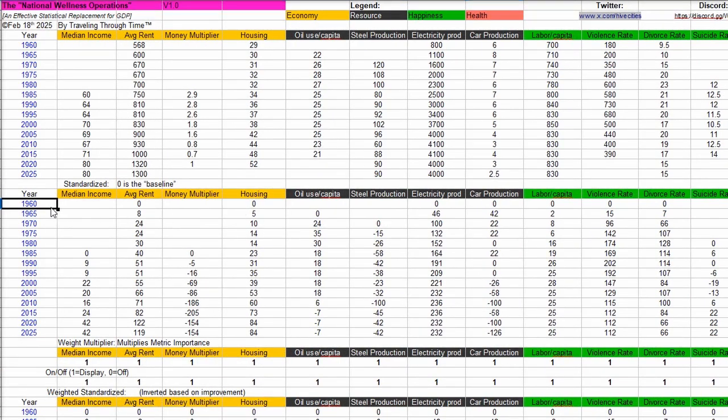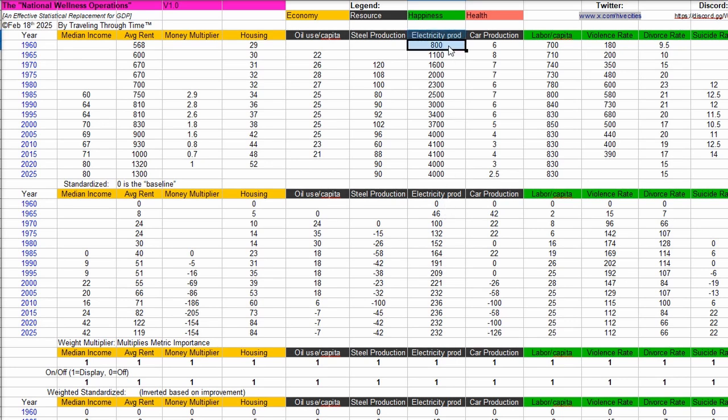They get zeroed out at 1960 as the baseline. And then this is a log base 2. So if it goes up by 100%, you get a value of 100. If it goes down by 150%, you get a value of minus 100. If it goes up by 4, you get a value of 200.